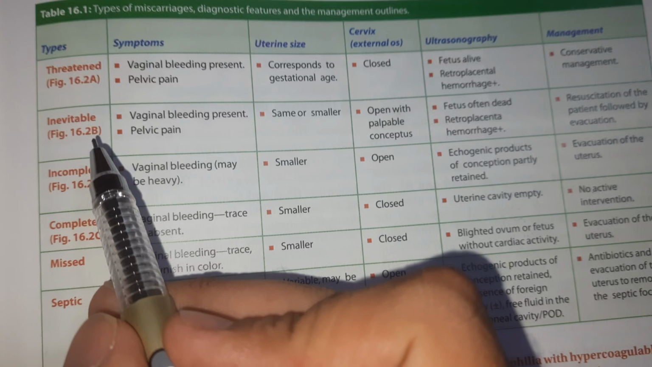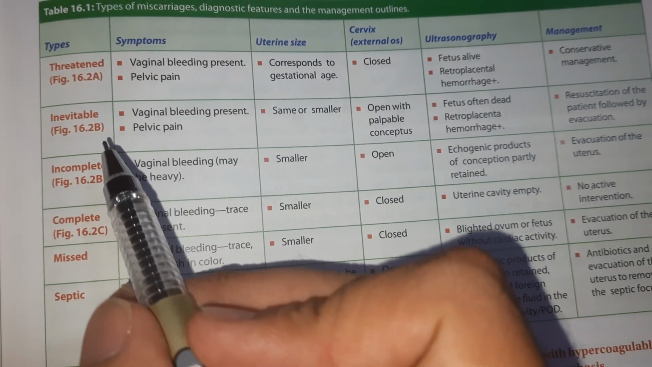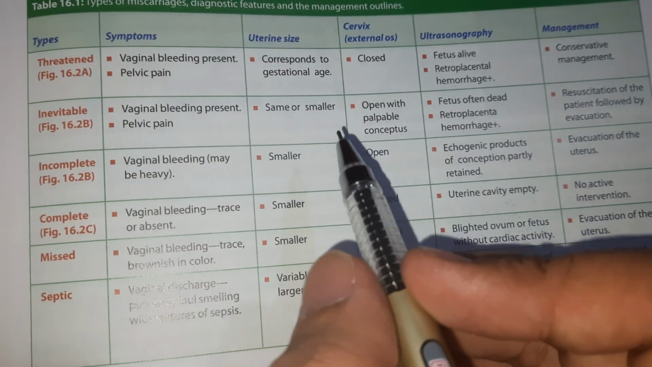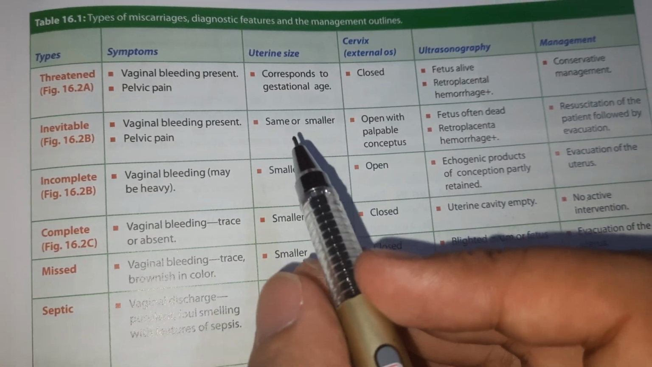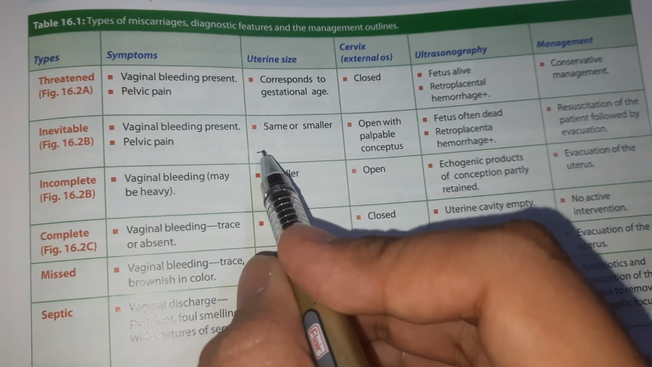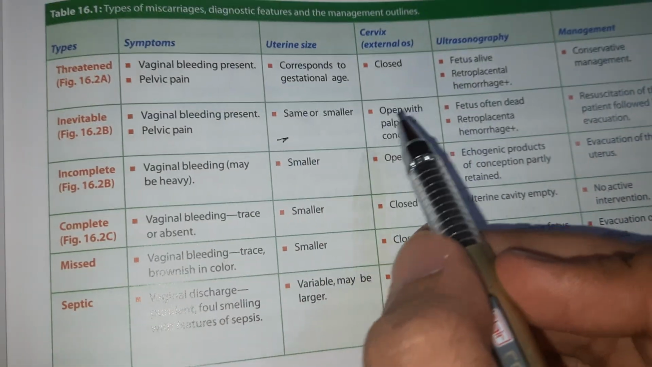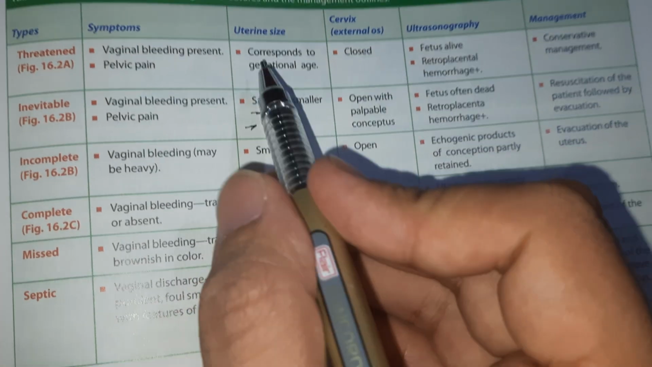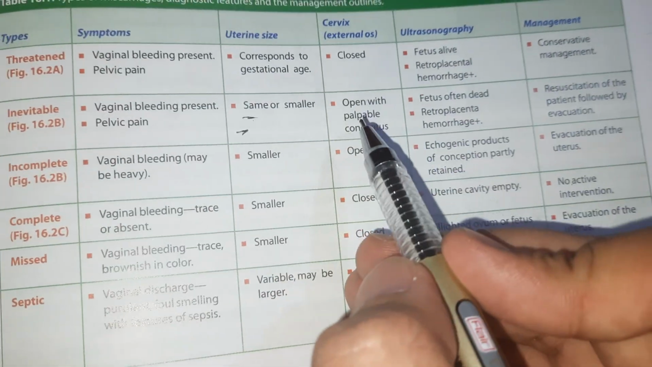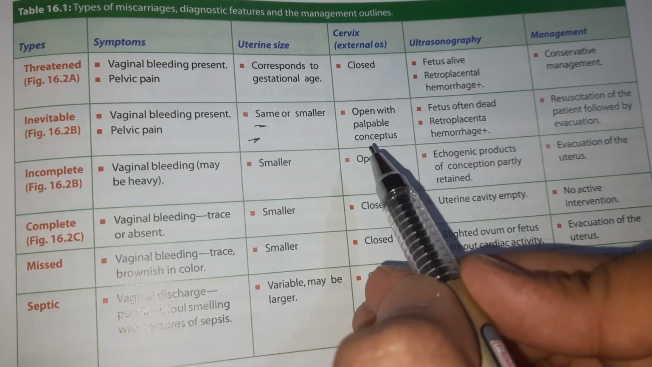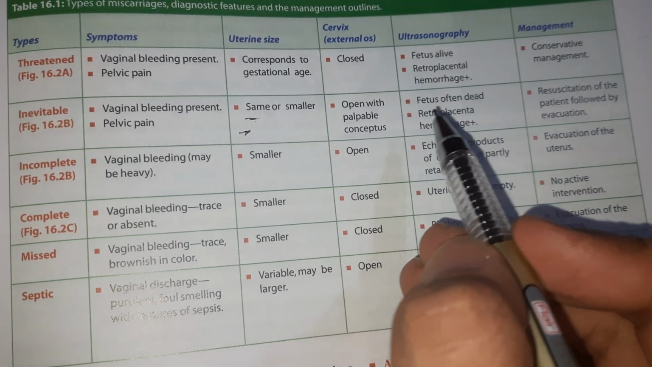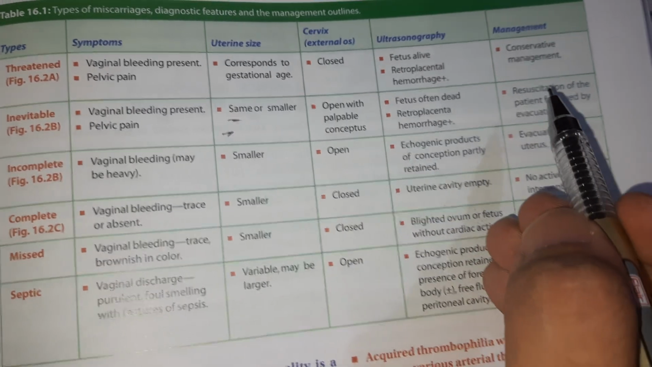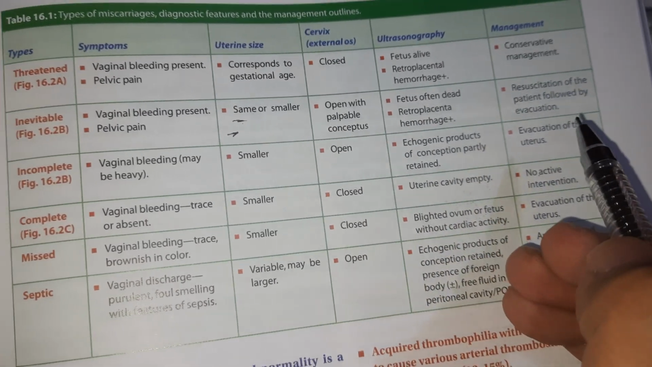And next is inevitable abortion. Vaginal bleeding is present. There is pelvic pain, and the uterine size is usually the same as gestational age, though it might be smaller too. The external os is open with palpable products of conception, and the fetus is often dead. Retroplacental hemorrhage is there, and resuscitation of the patient followed by evacuation should be done.